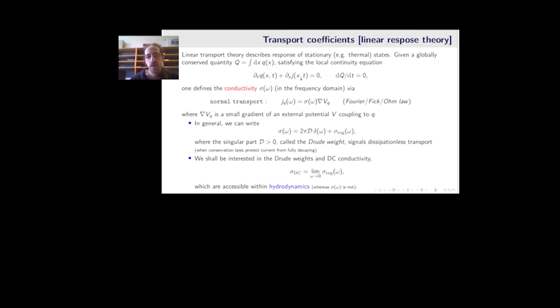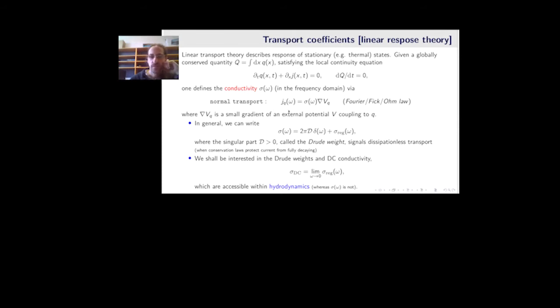field. So J is my current density. So this equation now is an exact equation of motion at the macroscopic level. And then you want to associate to every such conservation law the optical conductivity sigma of omega.